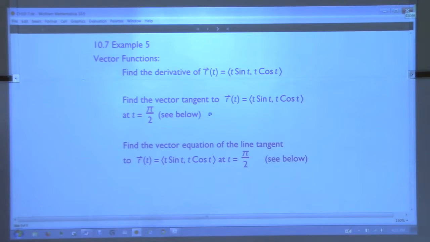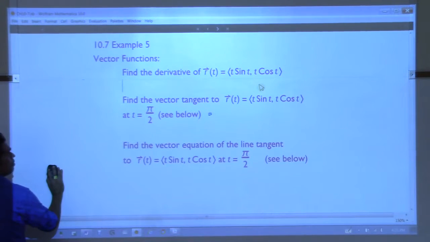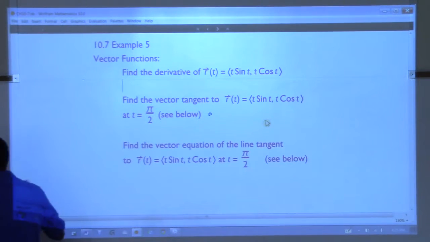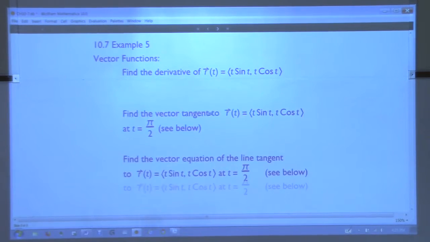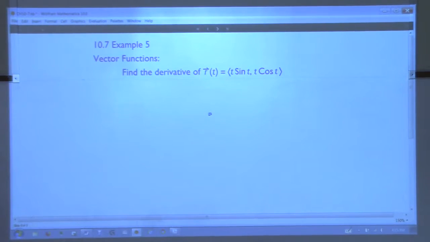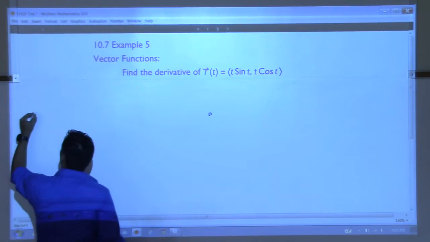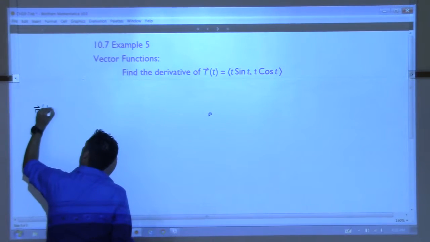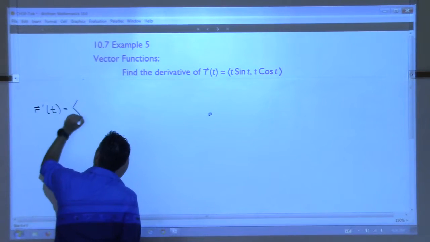So this one we're going to actually do. We want to find the derivative of this, and then we want to find the vector that's tangent to it at a certain point, and then the vector equation of the line. So we're going to do these one at a time. Let's start with that. So first, find the derivative of this vector function. Okay, here we go, one at a time.